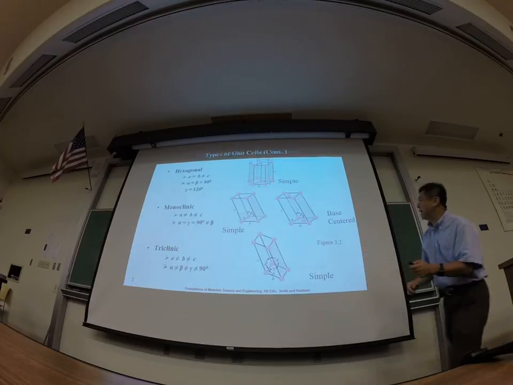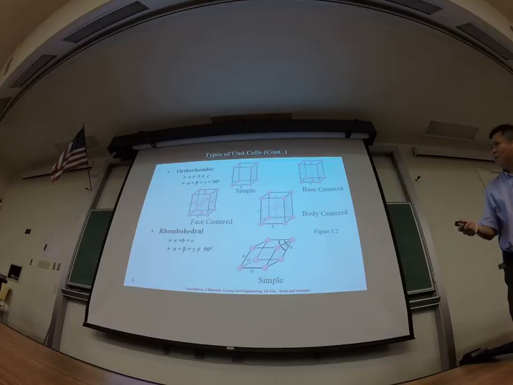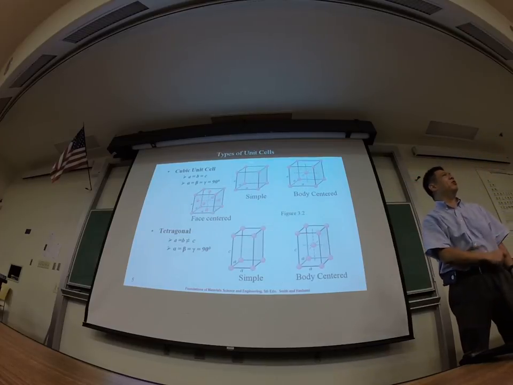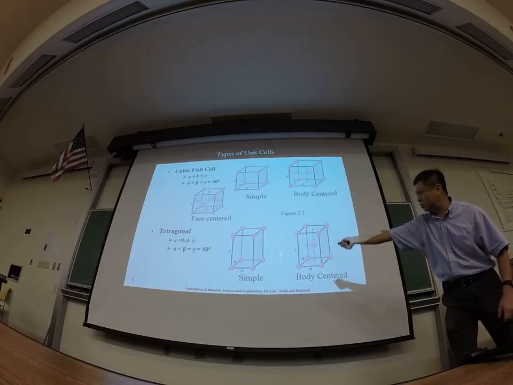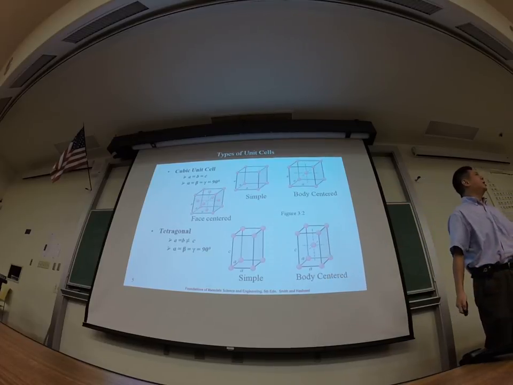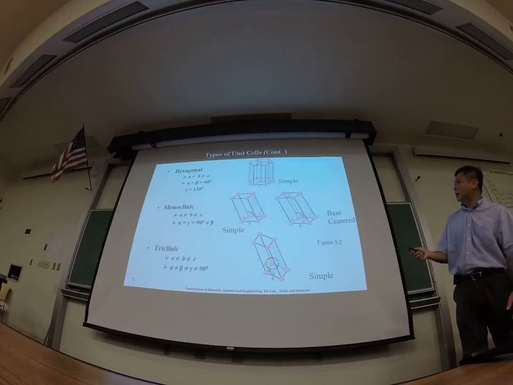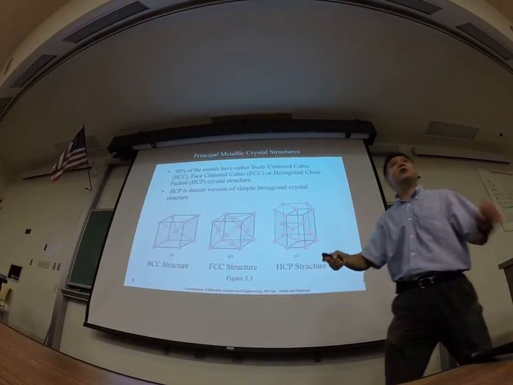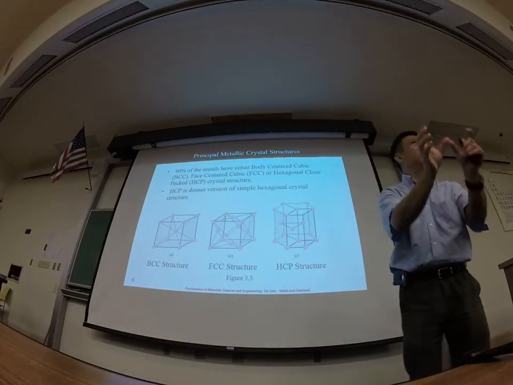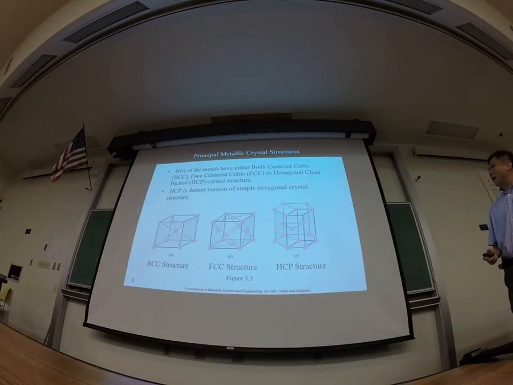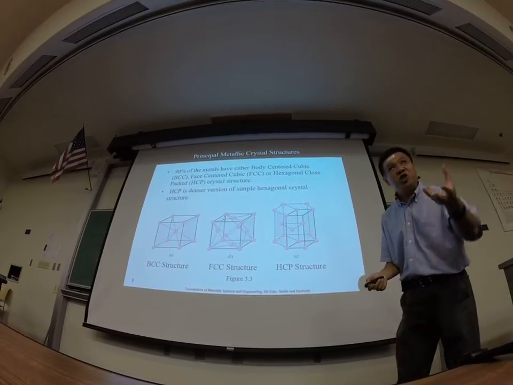If you think about the other types, for example, why don't they take the simple cubic structure? Why don't they take the tetragonal structure? The reason is that these three structures are the most efficient usage of space. The atoms are most close packed. As I mentioned, hexagonal close-packed, or HCP structure, is a denser version.